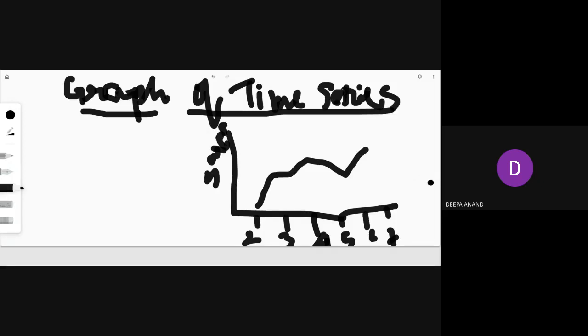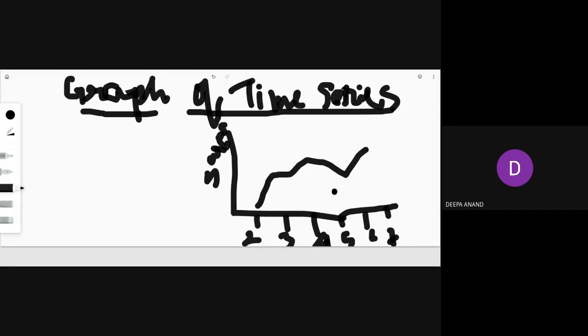Analyzing changes at different points of time. So that's the meaning of graph of time series. A variable at different points of time is given, that is known as time series. And this time series can be with one variable, or two, or more than two.